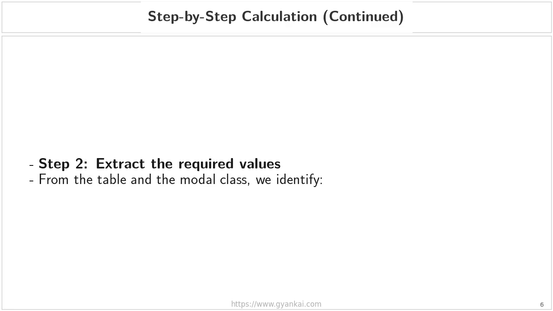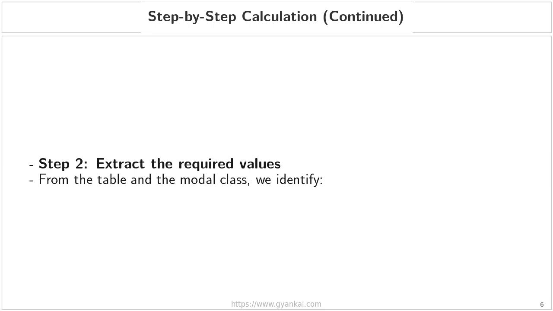First, we need the lower limit of our modal class, which we call L. Since our modal class starts at 20, L equals 20. Next, we need the frequency of this modal class itself, represented by F1. Looking at the table, the frequency for the 20 to 30 interval is 20, so F1 equals 20.